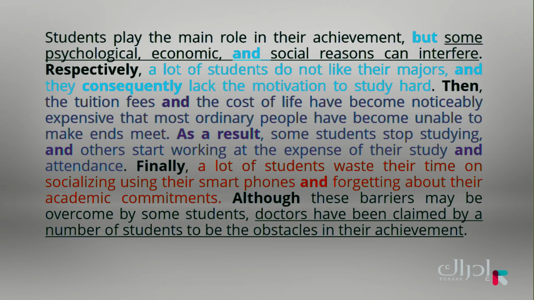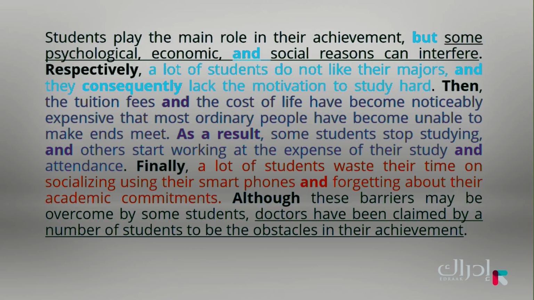After that, we have the signal word "respectively," which means in the order mentioned. It is a signal word that indicates sequence. So, after "respectively," there should be illustrations about psychological, economic, and social reasons in the same order. Notice the psychological reason, which is the first, is directly illustrated after the signal word "respectively." It is shown to you in blue.